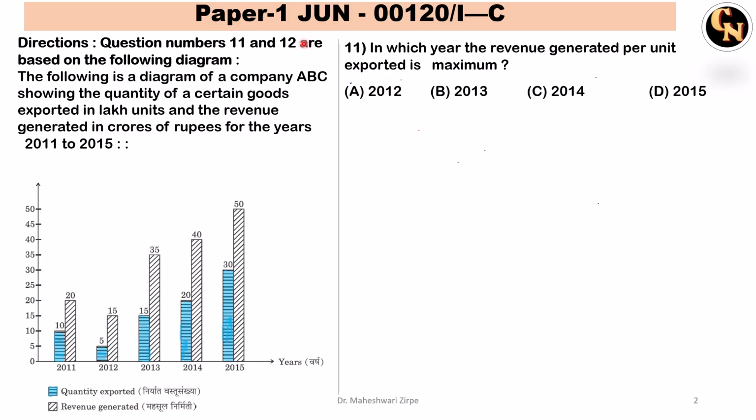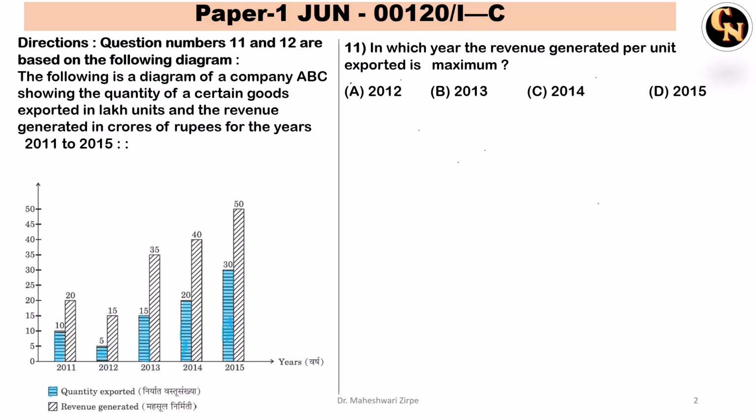So let's begin. Question number 11. In which year is the revenue generated per unit export maximum? So what have they asked us? They have asked us which year the revenue generated is more. Now if you see here, revenue generated is white in color, correct? And quantity export is in blue in color. So they are asking us revenue generated per unit export, so we'll require both the bar graphs.